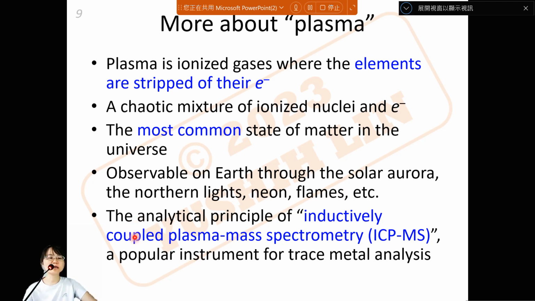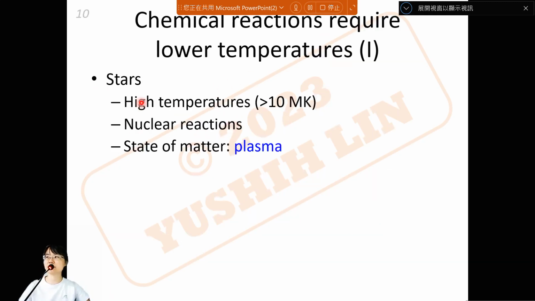There is an instrument called inductively coupled plasma mass spectrometry, in short, ICP-MS. It's a very popular instrument for trace metal analysis. In our department, we also have another instrument called ICP-OES. When you see the letter P, it means plasma. That means this instrument adopts a specific technique that converts the compounds into plasma for measurement. It's not measuring molecules, it's not measuring ions, it's measuring plasma. So that's the state of matter in stars.